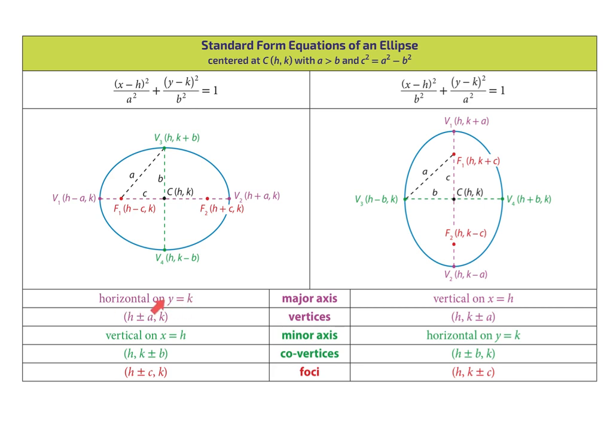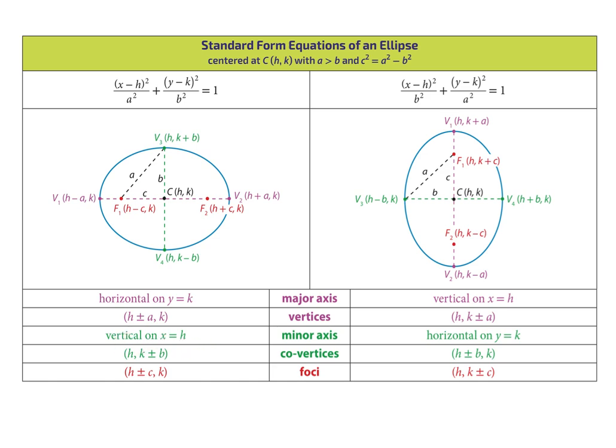The horizontal here is Y equals K. So Y equals some value creates your horizontal. Your vertical is X equals because it's going this way. Your vertices, these are your major vertices, not your co-vertices. You'll notice when it lies on the X that your X value is H plus A and K. But when it lies on the vertical, your Y value changes. It's going to be the K plus the A, and the H stays the same, which is logical, right?